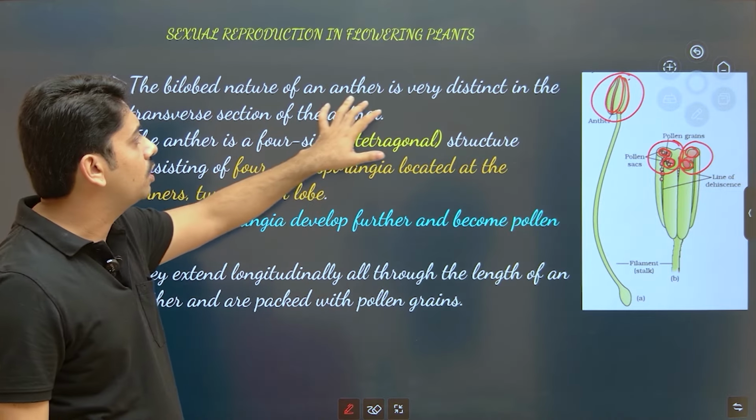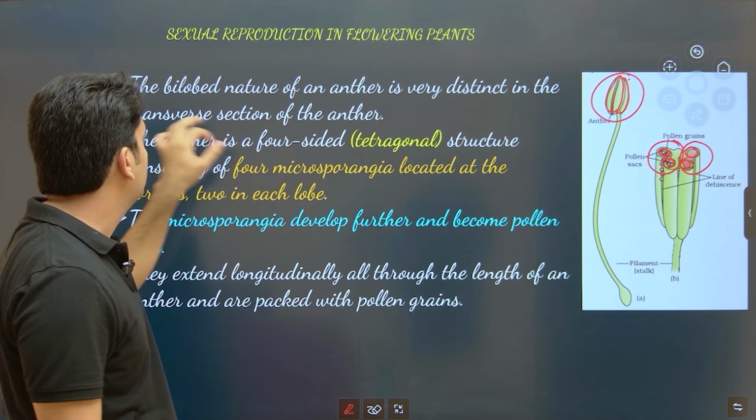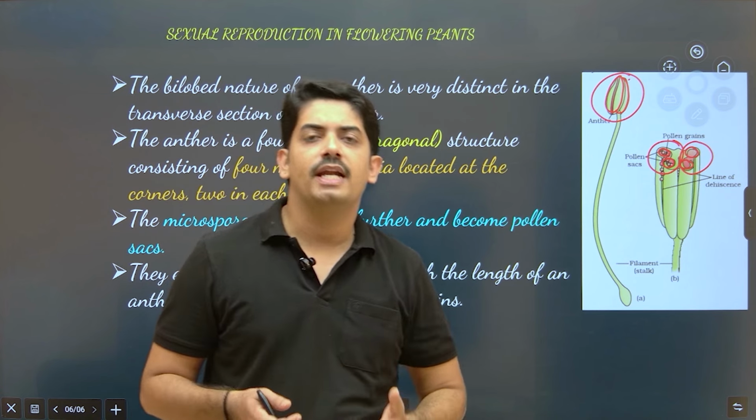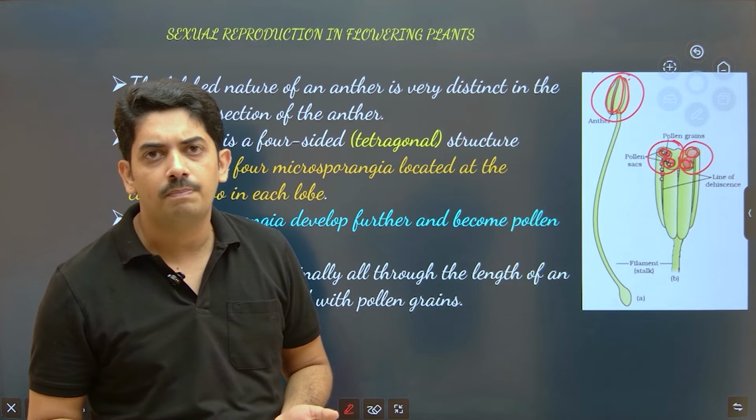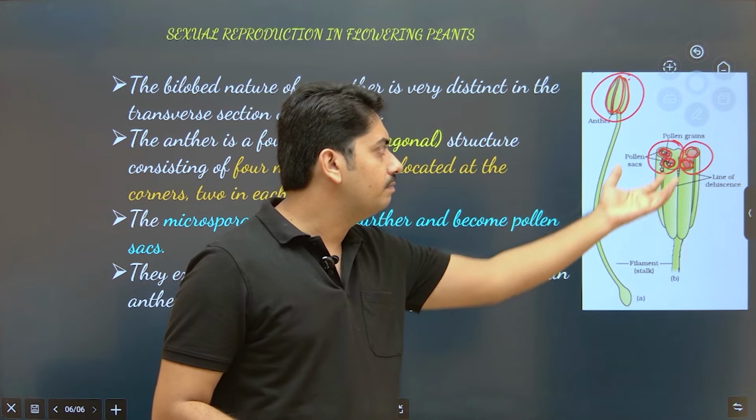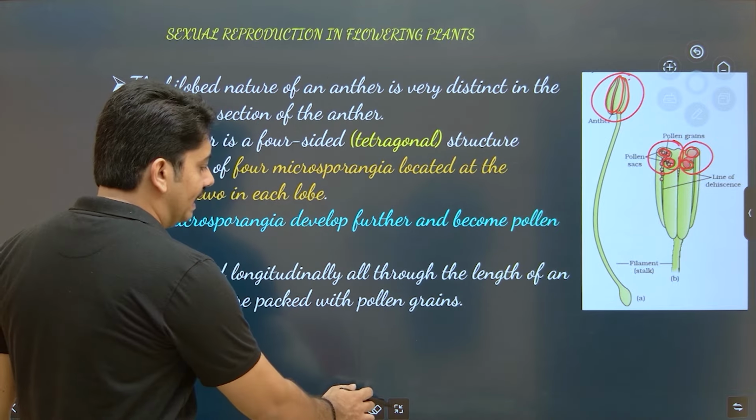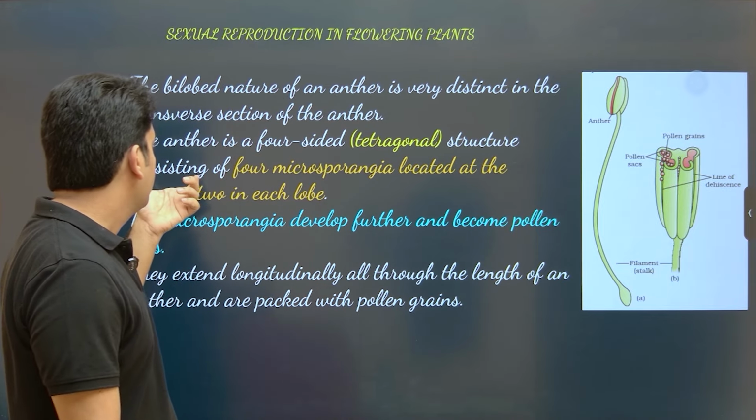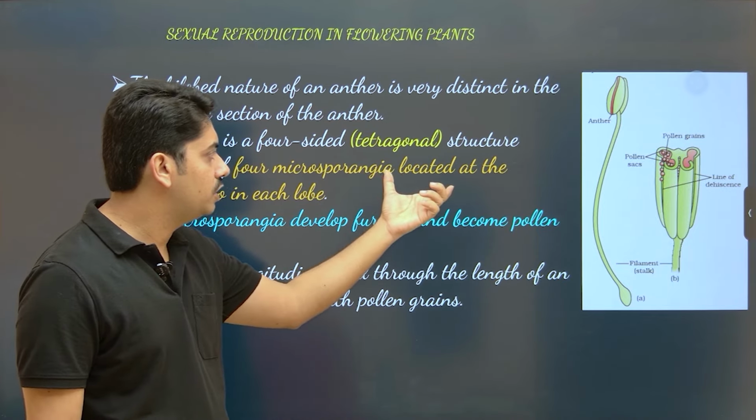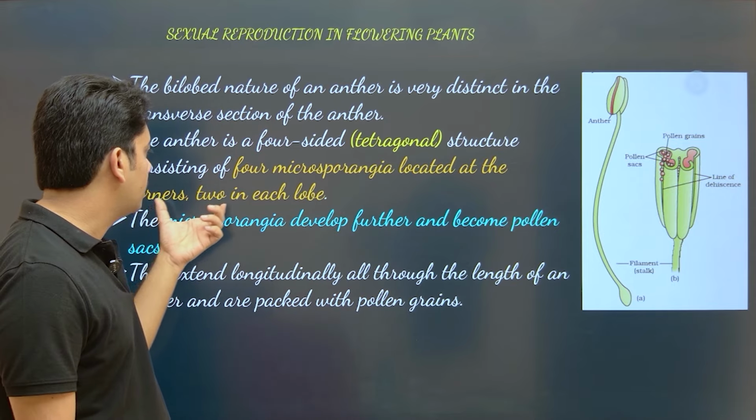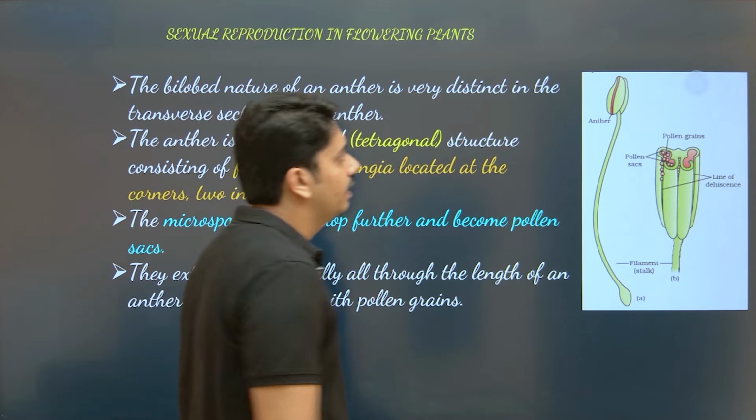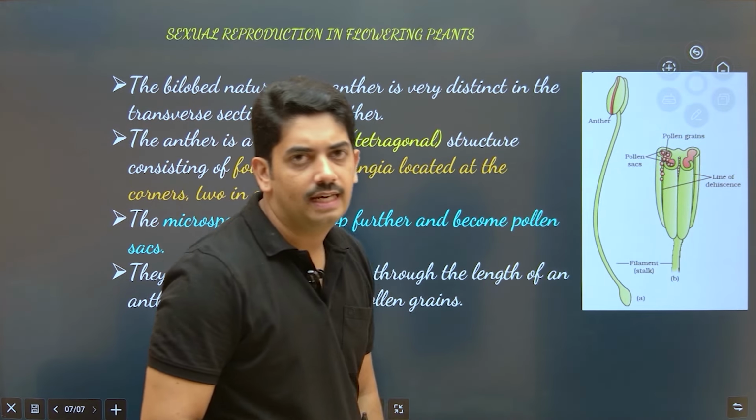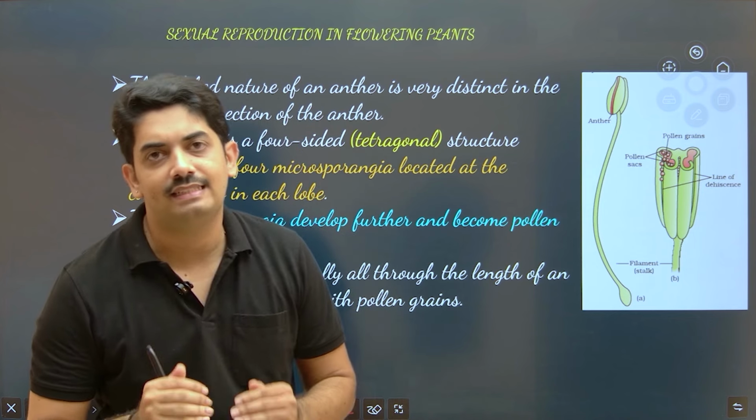The bilobed nature of the anther is very distinct in the transverse section of the anther. So only when we take the transverse section and observe it under the dissection microscope, we get to know the bilobed condition. Okay, clearly. Now the anther is a 4-sided structure consisting of 4 microsporangia located at the corners, 2 in each lobe. Here we can clearly observe the microsporangia. See, try to understand the term microsporangia.